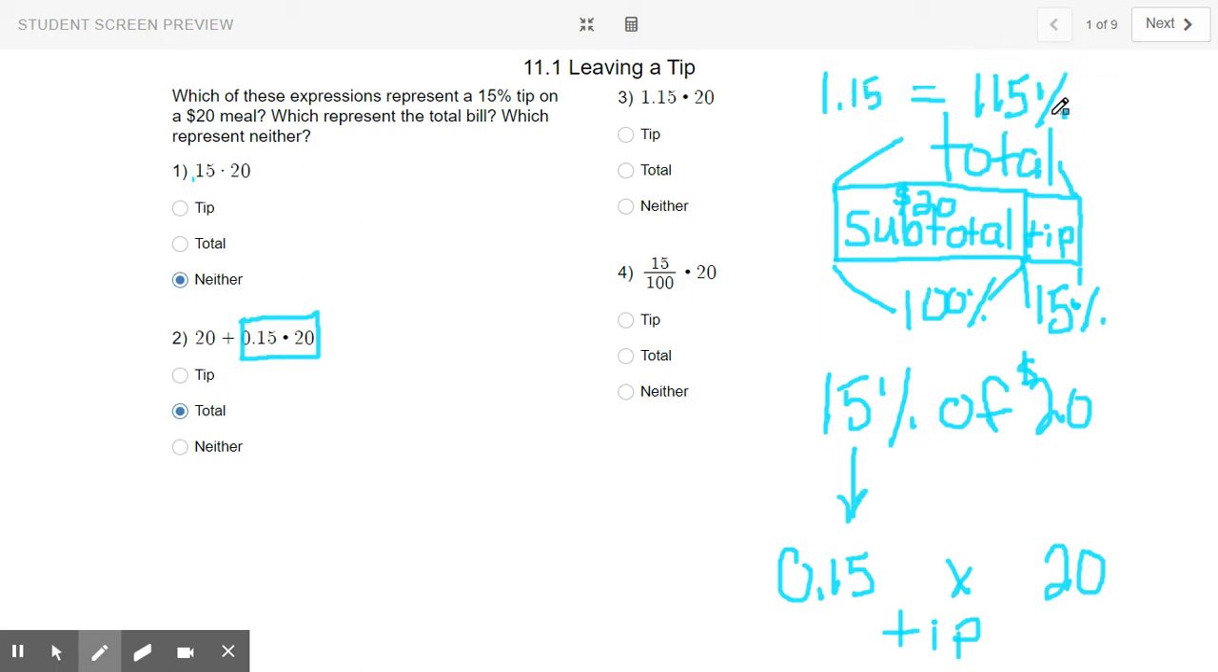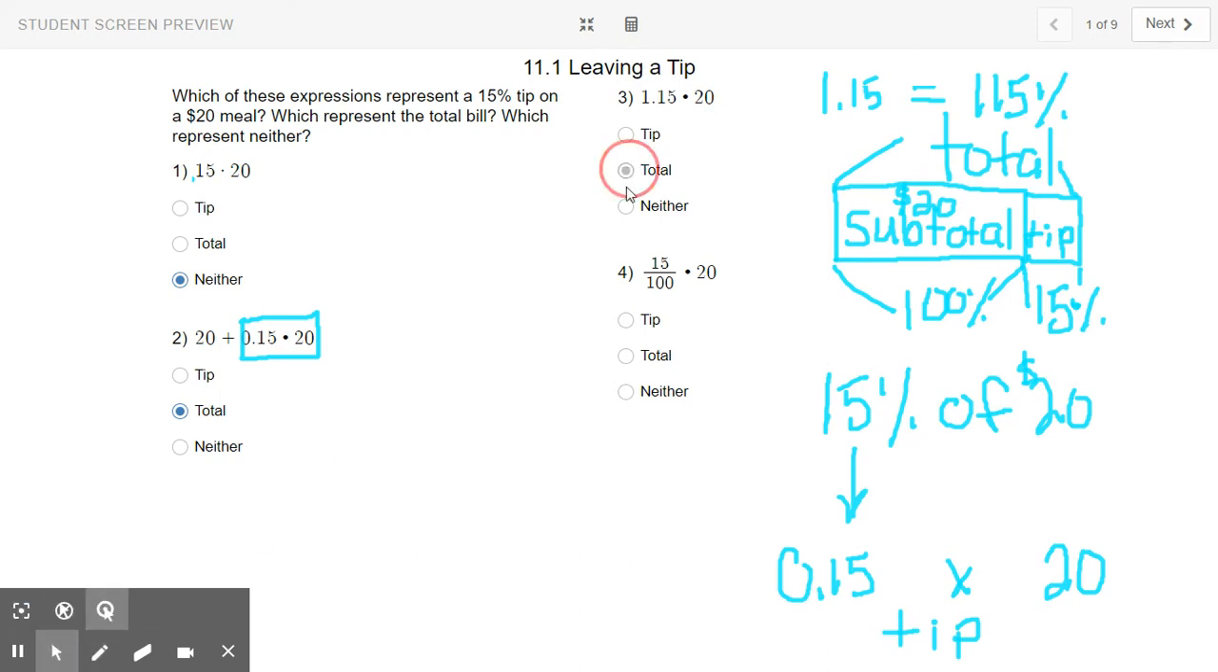Because remember, to convert a percent to a decimal, you just divide that number by 100. And I also know that this total amount is going to equal 115% of the subtotal, which is 20. So 115% of 20 is also represented by this: 1.15 for the 115%, of is the multiplication symbol, and then the 20 is just the 20. So I know this is also equal to the total of the subtotal and the tip together, the total.